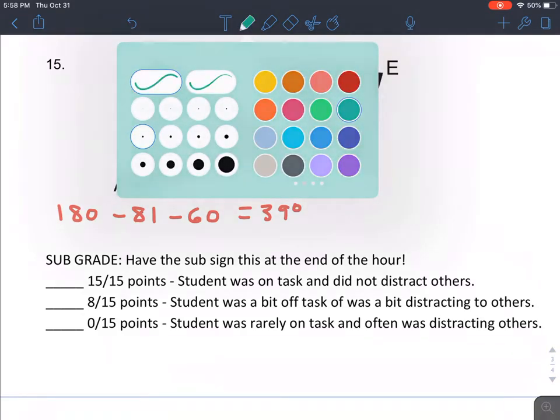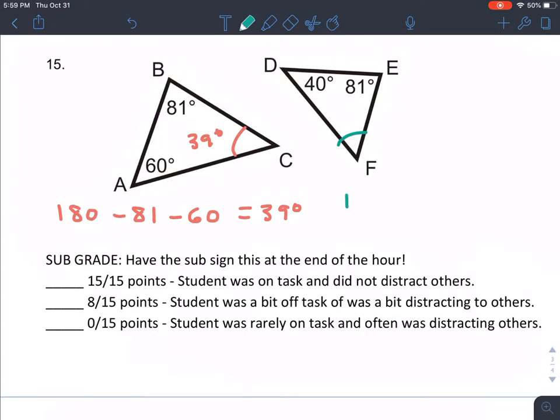And then I'm going to do the same process with the other one. You do want to do this process for both of them because sometimes you're going to say, oh, I just know that they're similar, so I don't even have to worry. But you got to always check. It takes 2 seconds to check. And if they're not similar, then you need proof. So 180 minus 81 minus 40. And this is a perfect example of why you want to check. Because when I do 180 minus 81 minus 40, I get 59 degrees.